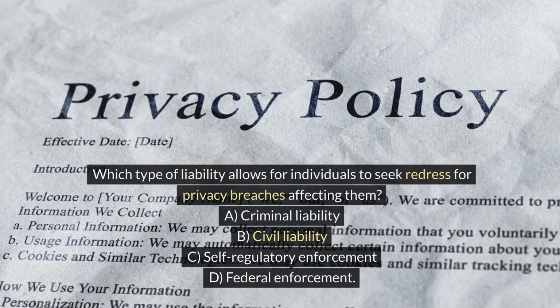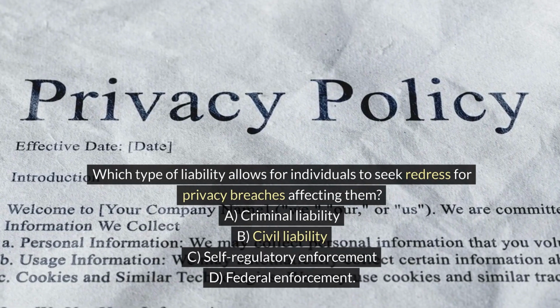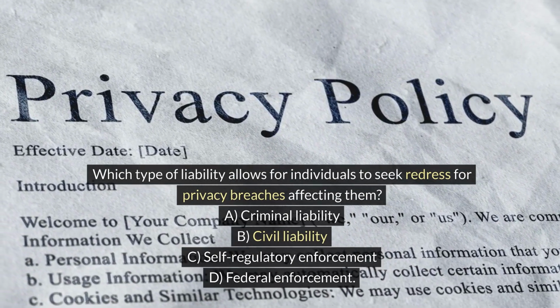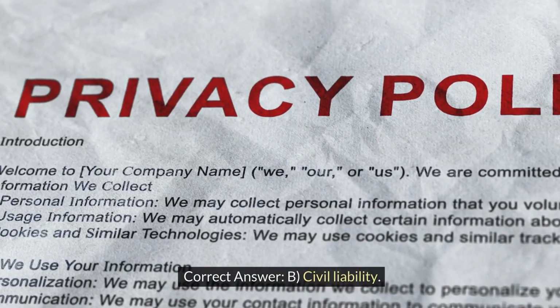Which type of liability allows for individuals to seek redress for privacy breaches affecting them? A. Criminal liability. B. Civil liability. C. Self-regulatory enforcement. D. Federal enforcement. Correct answer: B. Civil liability.